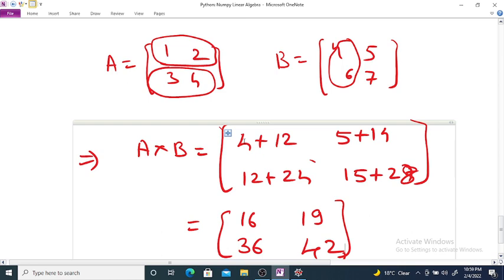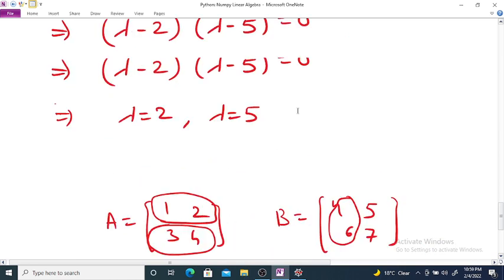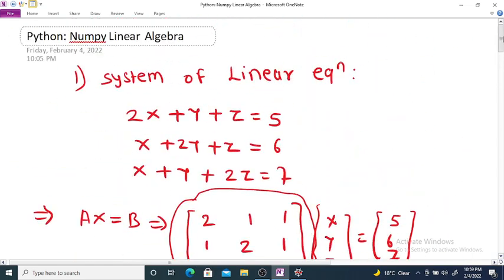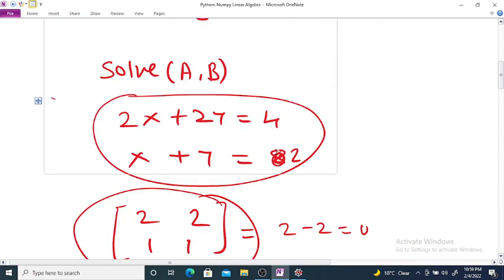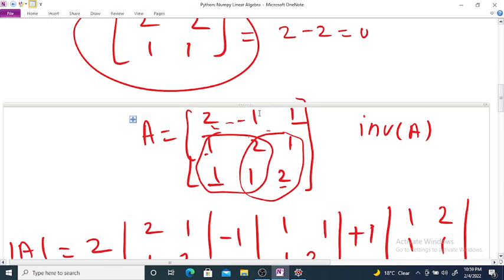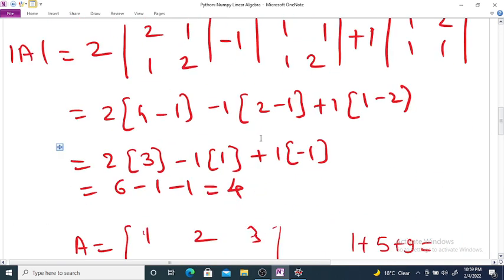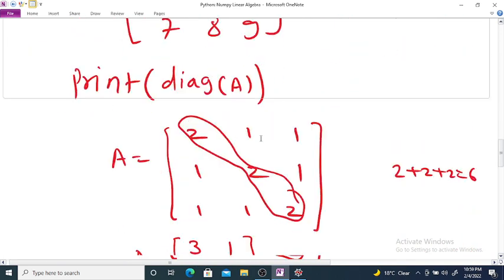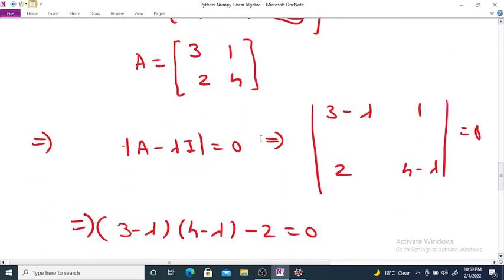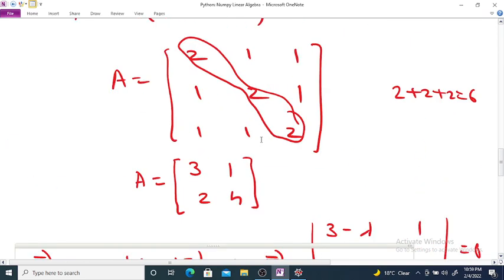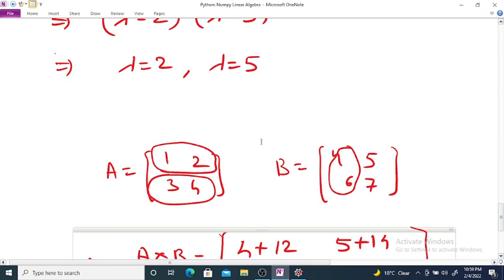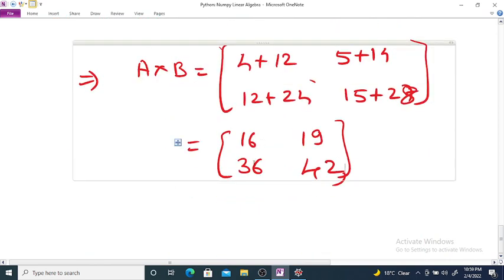Trace, determinant. Hope you understood this linear algebra concept. You can solve a system of linear equations of the given matrix by using the solve command. If it is a non-singular matrix, then you can find the determinant of the matrix, you can find the diagonal entries, you can find the trace of the matrix, you can also find the eigenvalues and eigenvectors of the given matrix, and you can find the product of two matrices.